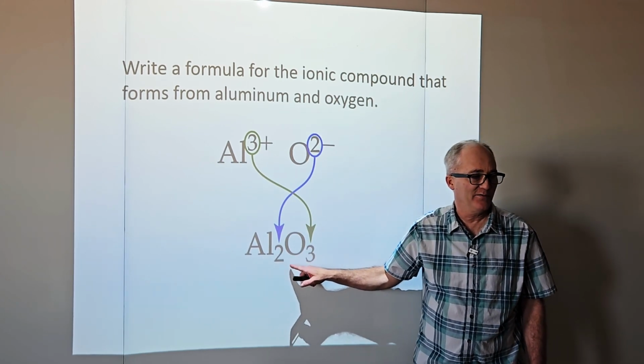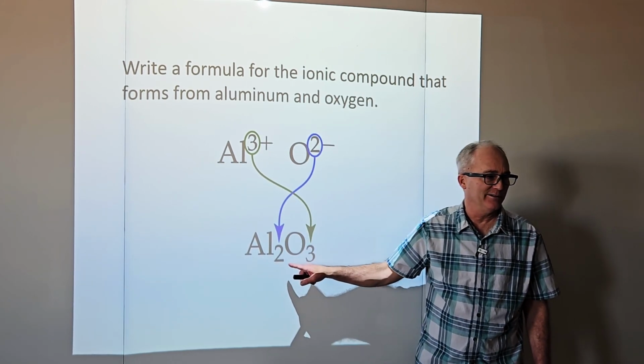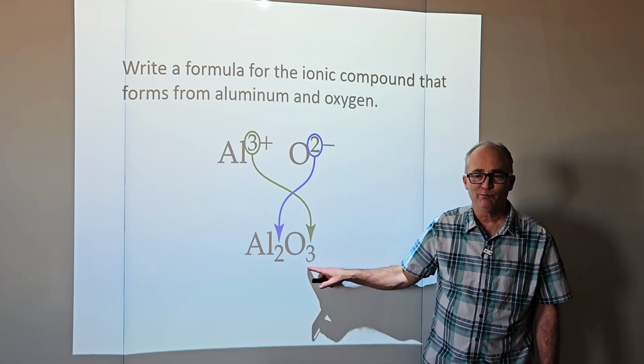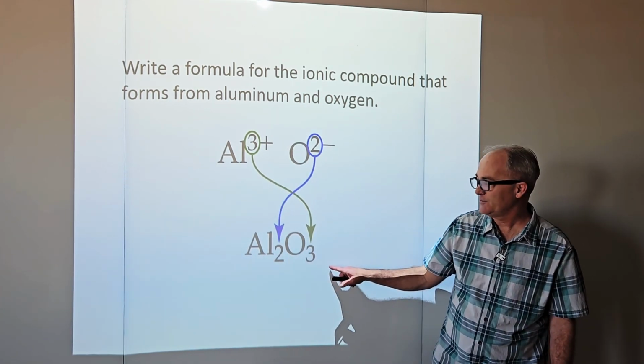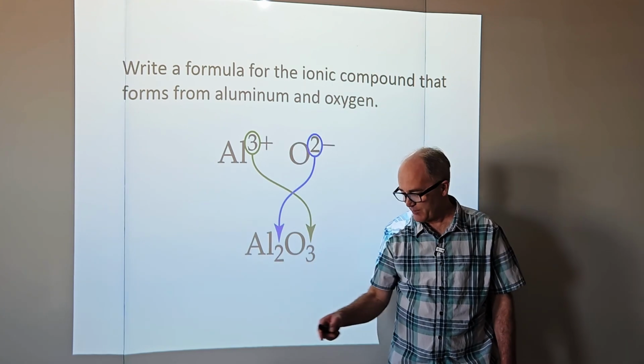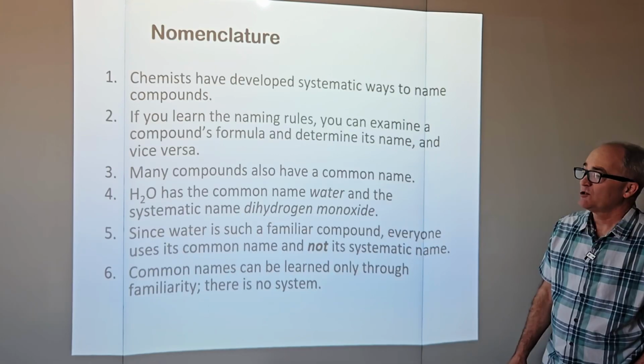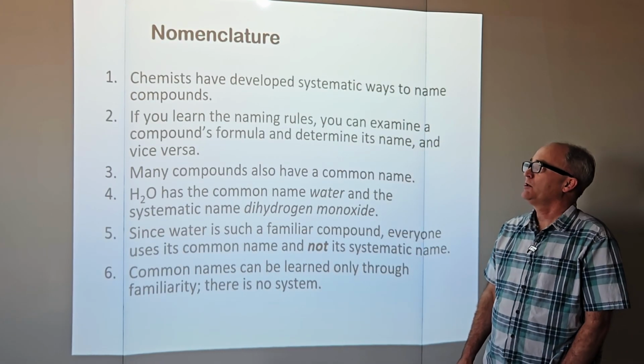Why do I call this a formula unit and not a molecule? Molecule is reserved for molecular compounds. What kind of compound is this? It's ionic, absolutely. How do you know it's ionic? Metal and a non-metal. So, my favorite topic, nomenclature.